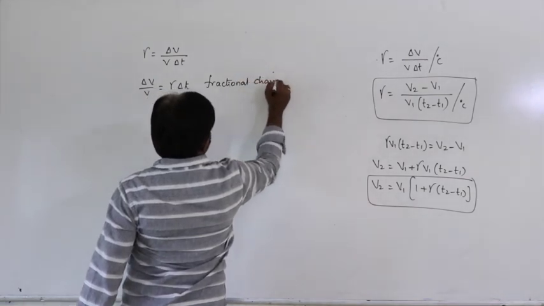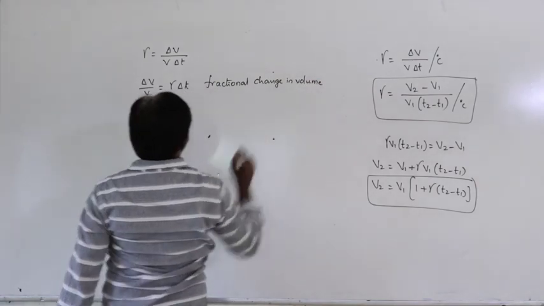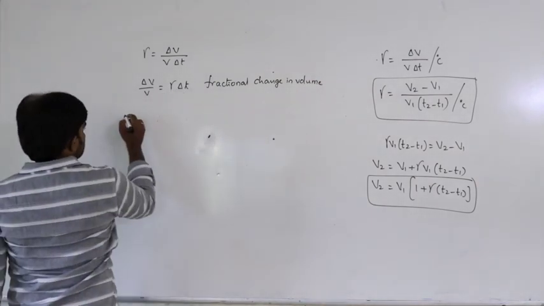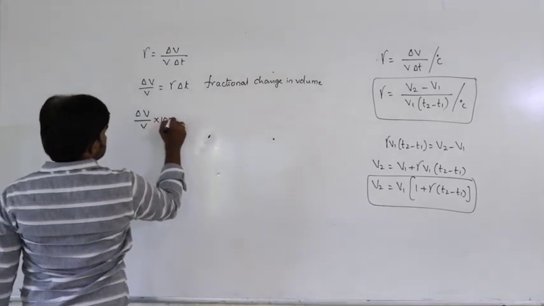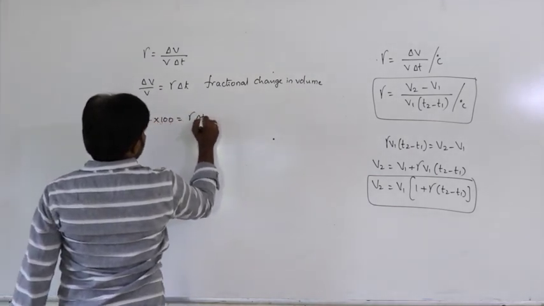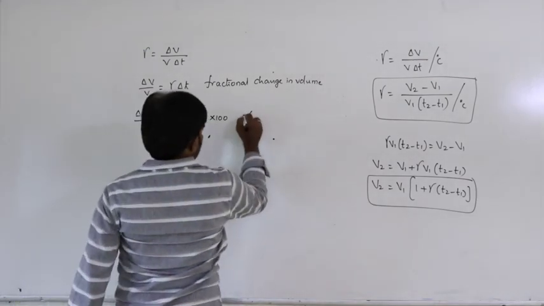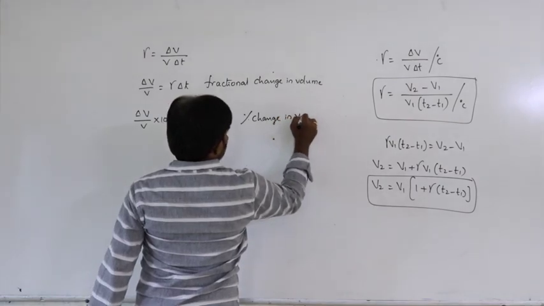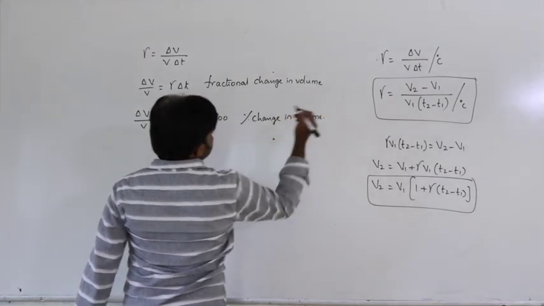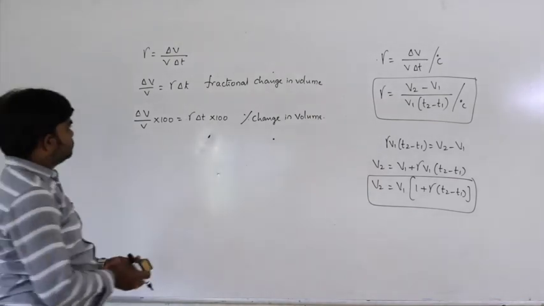Fractional change in volume. In the same way, percentage change: delta V by V into 100 is equal to gamma delta T into 100. So that is the percentage change in volume. That is the situation here.